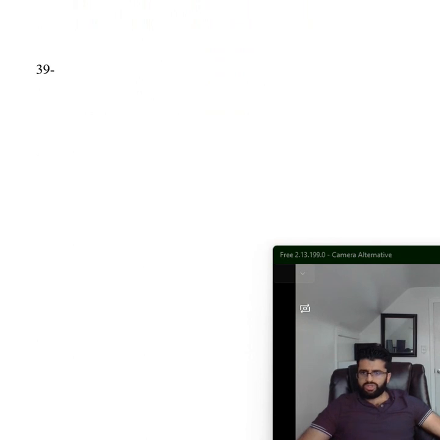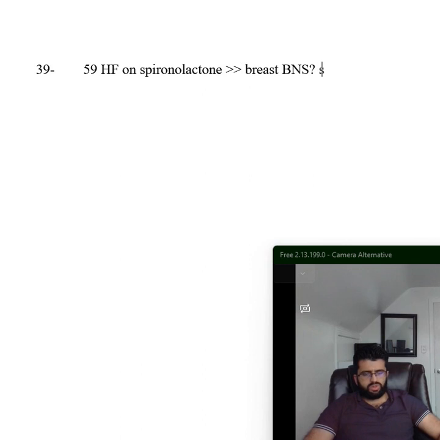Alright, let's do 2 more questions. This case is a 59-year-old with heart failure on spironolactone, because of improved mortality, right? But he developed breast gynecomastia. What to do? You switch to eplerenone. It has the same mortality benefit and doesn't cause gynecomastia. So it's good stuff.